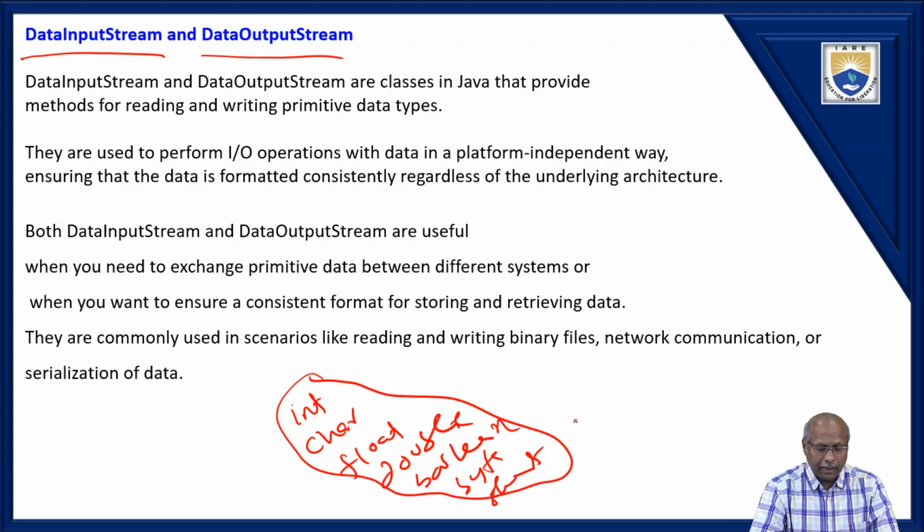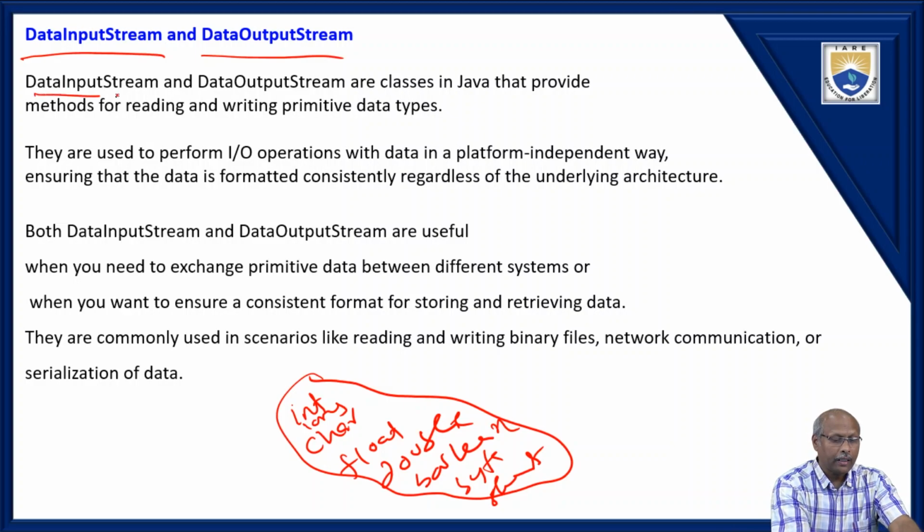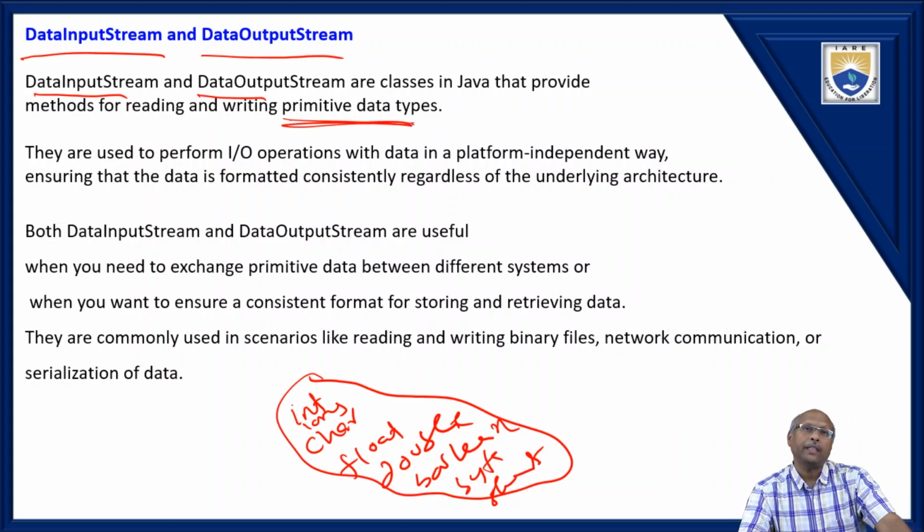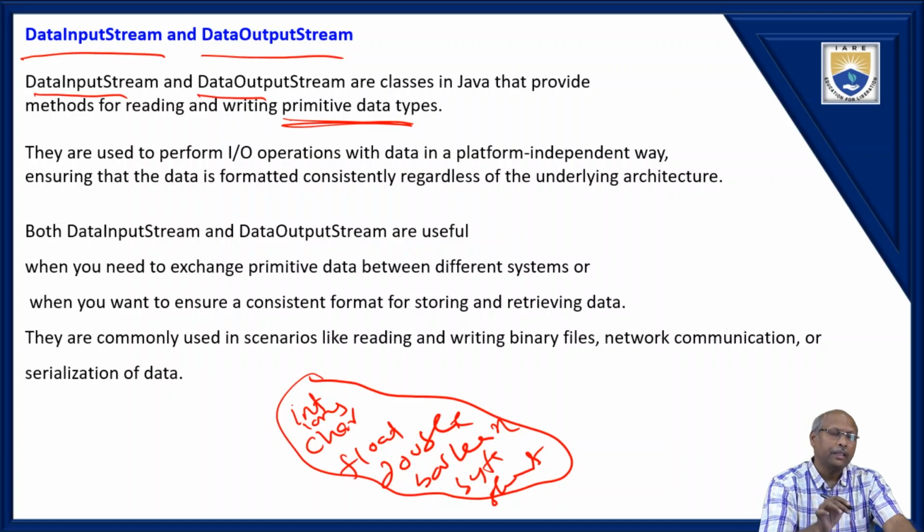If you want to deal with any of these primitive data types, of course long also, then you can directly deal with this type of data with the help of DataInputStream and DataOutputStream. These are the two classes in Java that provide methods for reading and writing primitive data types. To deal with primitive data types directly with the stream, the better classes are always DataInputStream and DataOutputStream.